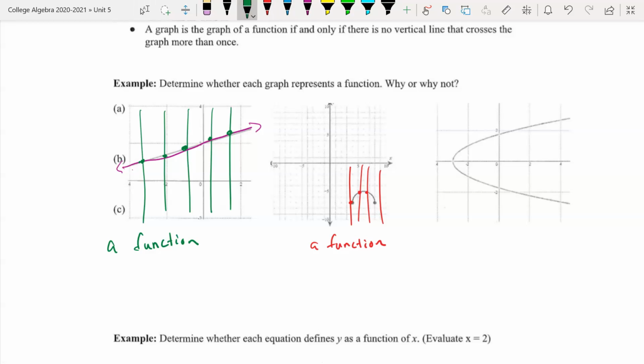The one that's not a function is the last one, because if I draw a vertical line, any vertical line, you see how it hits it twice? So that's going to be not a function. So that would fail the vertical line test. So those are the two ways to determine whether it's a function or not.